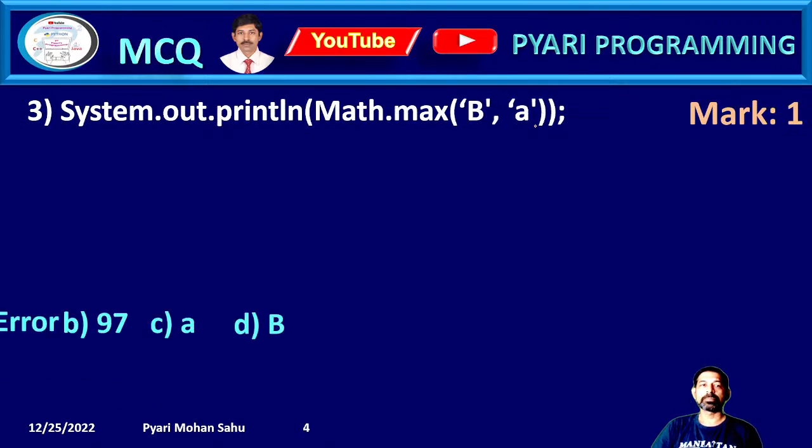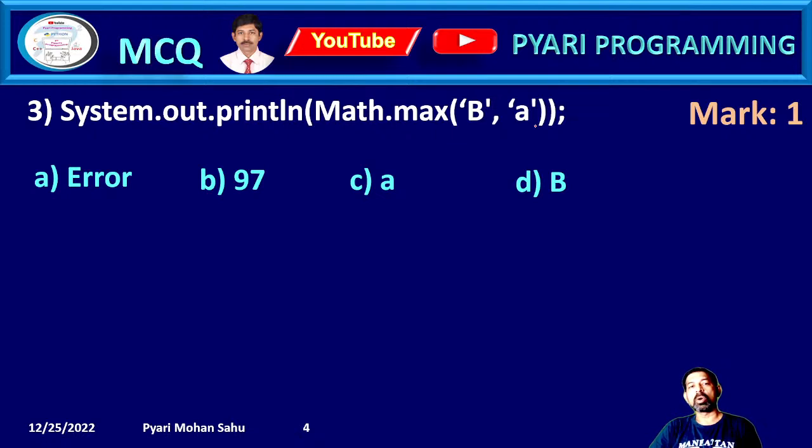So next, we have System.out.println, Math.max, 'B' within quotes and 'a' within quotes. We know that the max function is used to take two parameters and find the bigger number out of them. So its return type depends upon the parameter. Now the question arises: is it possible to pass a character to a max method? If yes, then we'll get the answer. Otherwise, it is an error. So first of all, I have to check whether it is going to generate an error message or not. If it is not showing an error message, then output.